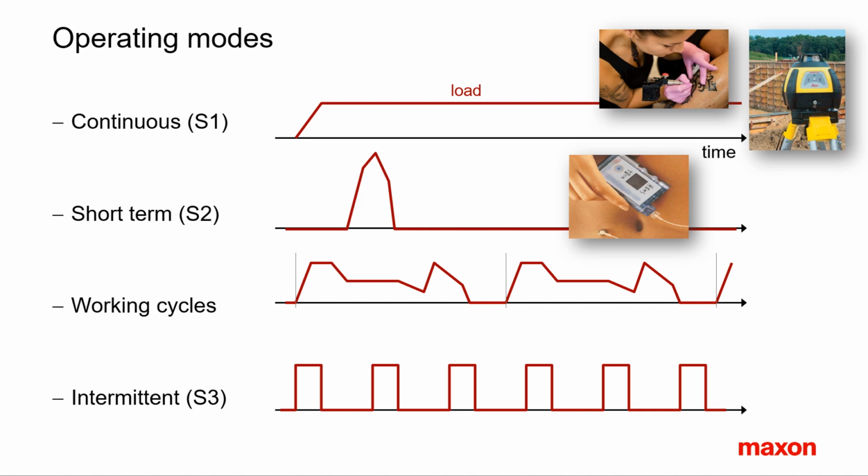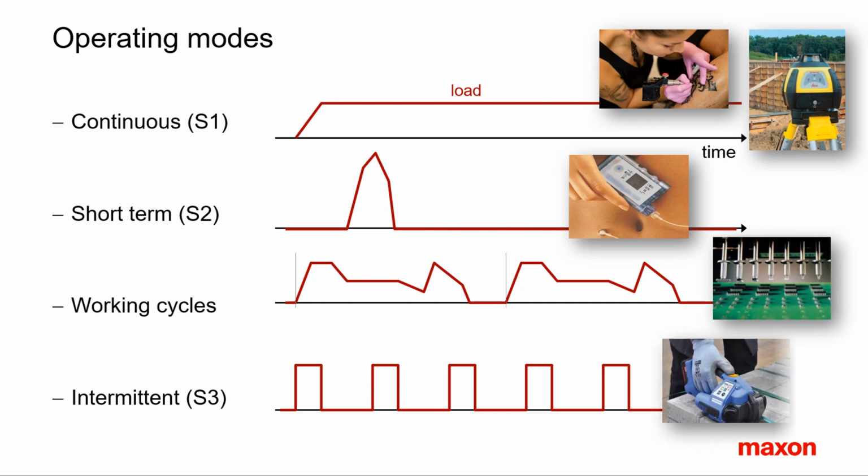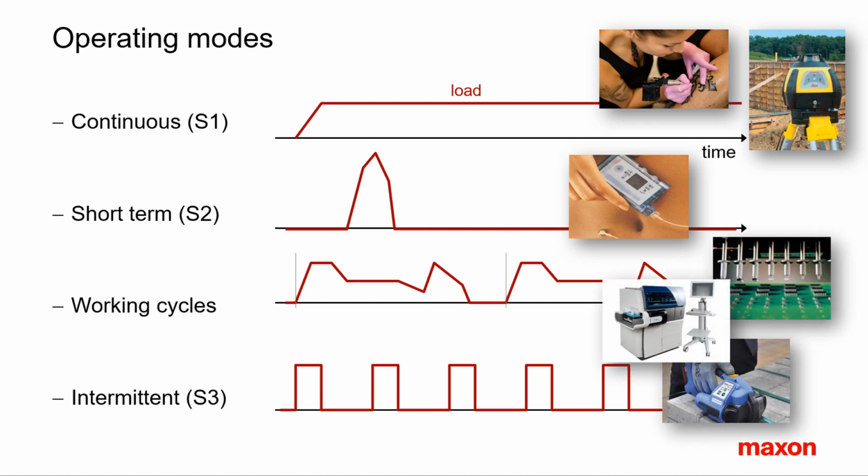Cyclic operation is characterized by a relatively short variable load profile, however, continuously repeated. Typical examples can be found in production equipment such as pick and place. Cycles may also vary as in a strapping tool. On-off operation is a special case of cyclic operation.